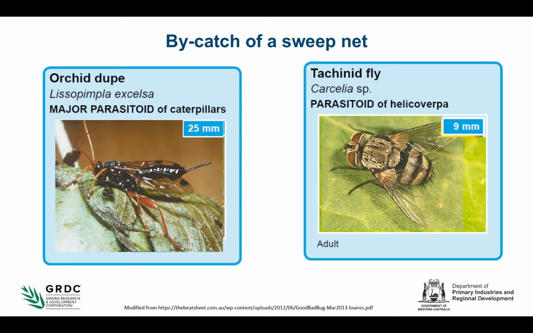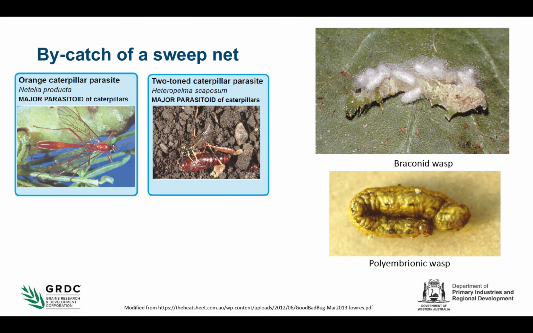So if you see any wasps, they're good guys, and many of them are predators. This long thing hanging off the back end is an ovipositor, which it uses to lay eggs into caterpillars, and they usually have very long antennae. Okay, so you can see here, this is the orange caterpillar parasite, very long abdomen, and you can see it's actually laying an egg into a native budworm here.